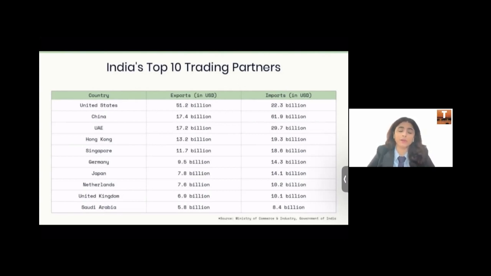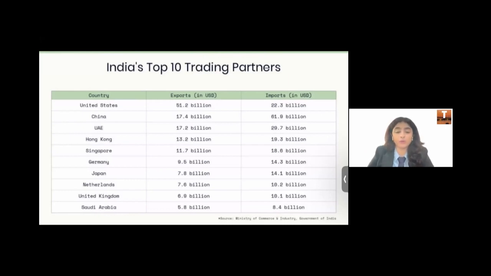Next comes UAE. The UAE has also emerged as a crucial trade partner for India, particularly in sectors like petroleum, gems and jewelry, textiles, and engineering goods. The UAE serves as a major hub for Indian exports to other Gulf countries. Singapore plays a vital role in India's trade due to its strategic location as a gateway to Southeast Asia. Bilateral trade between India and Singapore covers sectors such as IT, banking, chemicals, and oil products.